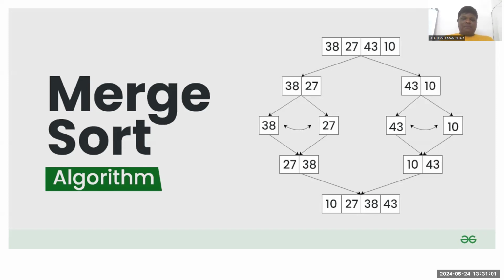Accordingly, they are merged together in the order the user wants. So here 27, 38 are merged, and 10 and 43. At last, the small subarrays are merged into the main array, which gives the output, the sorted array.